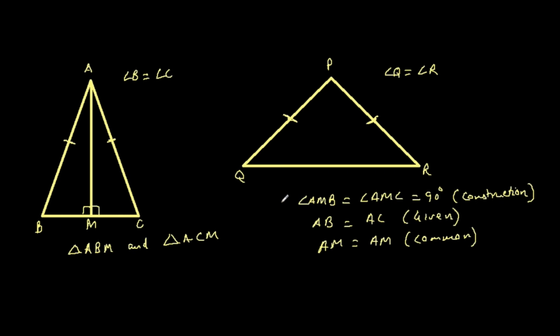So now we have a right angle. AB and AC are the hypotenuses in the two respective triangles, and AM is one of the legs in the triangle. So by the RHS congruence condition, or the RHS congruence theorem, we can say that triangle ABM is congruent to triangle ACM.